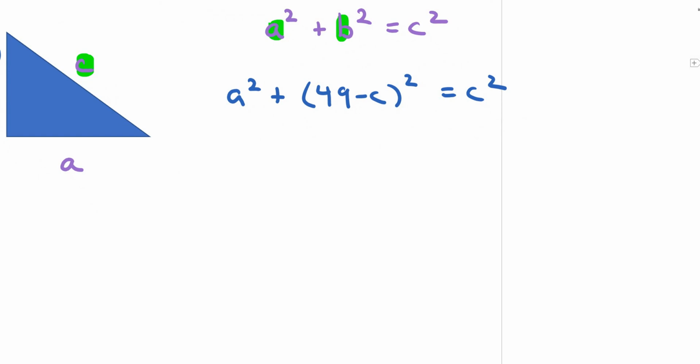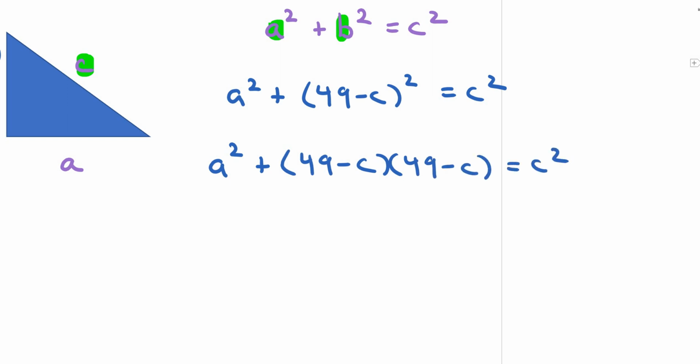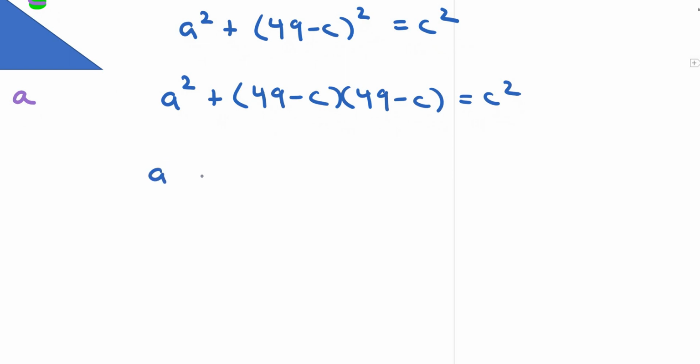All right, so great. Now we have another one of these problems where we need to FOIL this out using the square of a binomial technique, or we can just write it out as 49 minus c times 49 minus c equals c squared. Okay, so let's FOIL this out. So I have 49 times 49, which is 2,401. And then you have your 49 times negative c, which would be negative 49c.